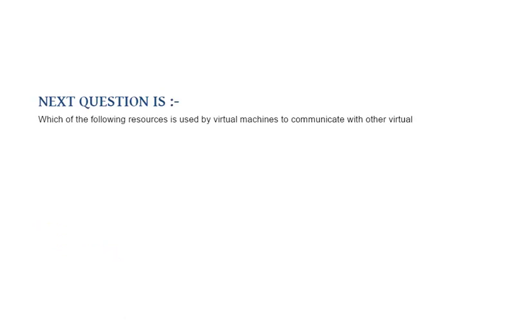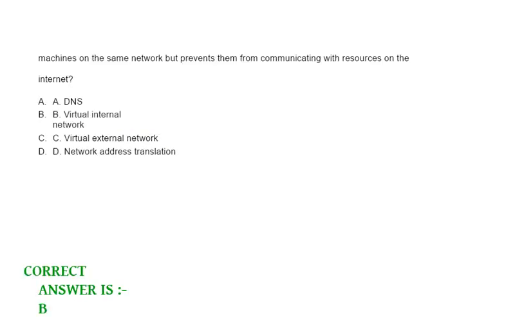Next question is, which of the following resources is used by virtual machines to communicate with other virtual machines on the same network but prevents them from communicating with resources on the internet? Option A. DNS. Option B. Virtual internal network. Option C. Virtual external network. Option D. Network address translation. Correct answer is option B.